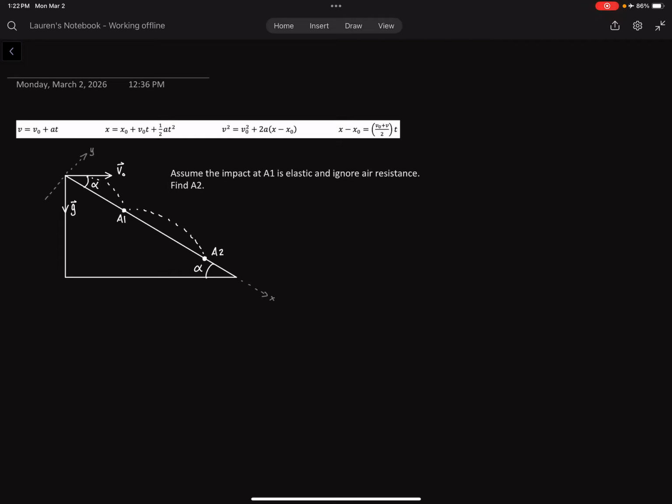A ball is projected horizontally down a ramp, inclined at angle alpha. Assuming the impact at A1 is elastic, that's the first bounce, and ignoring air resistance, find the distance to A2. I got this nice little problem off of Walter Lewin's YouTube channel.